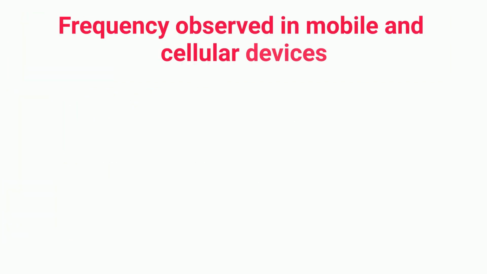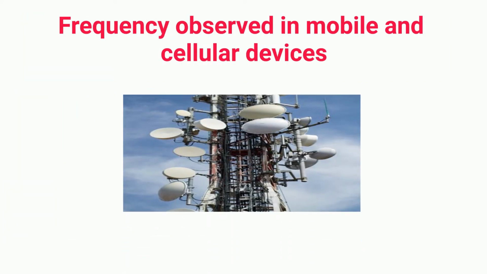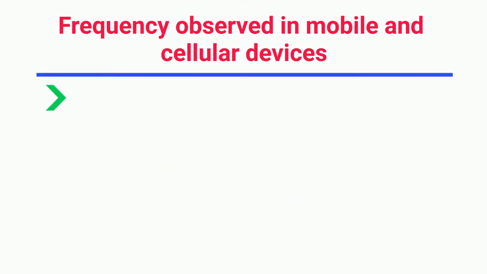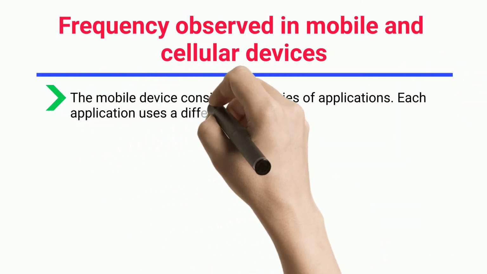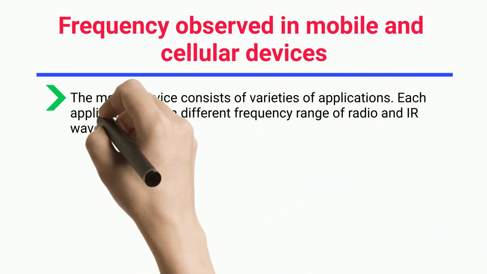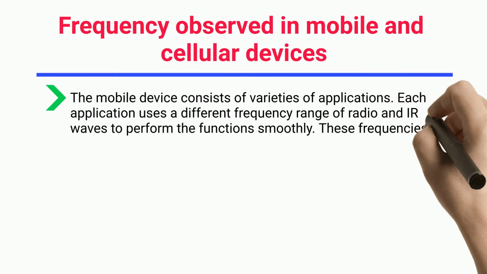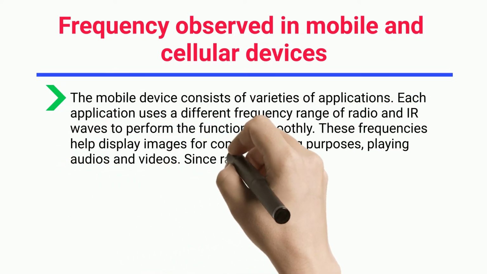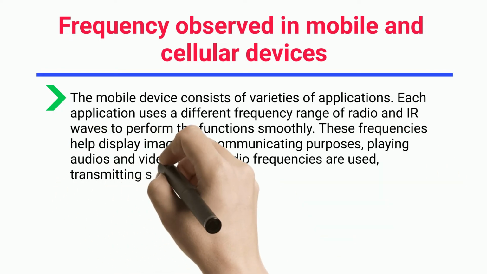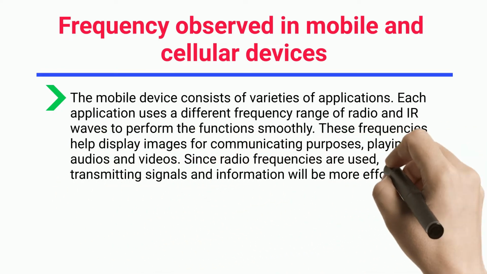Frequency observed in mobile and cellular devices. A mobile device consists of a variety of applications. Each application uses a different frequency range of radio and IR waves to perform its function smoothly. These frequencies help display images for communicating, and play audio and video.